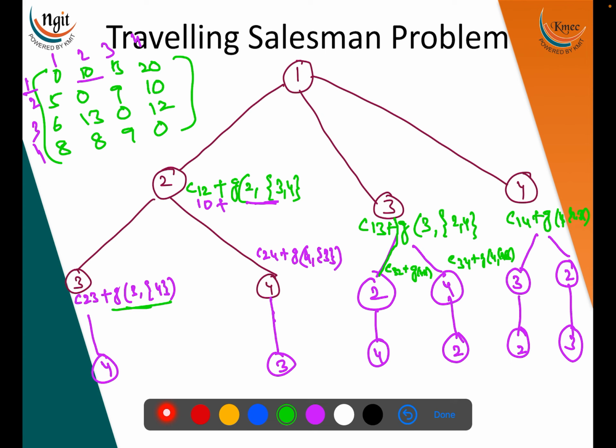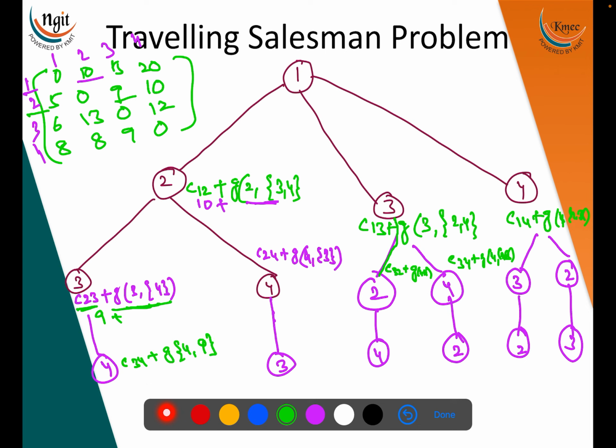You don't know this value. You know this value. See, the 2,3 value is what? 2,3 is 9. You know this 9, but you don't know what this value is. To get this value you have to come down. What is it down there? Here you should take C34 value plus G(4, pi) value.